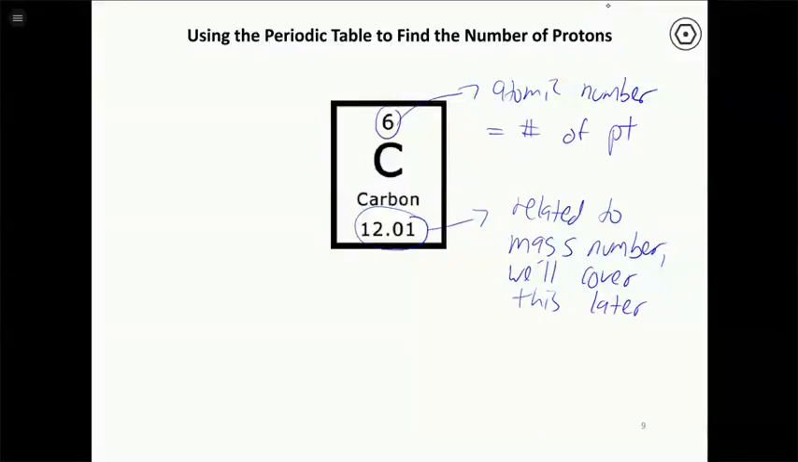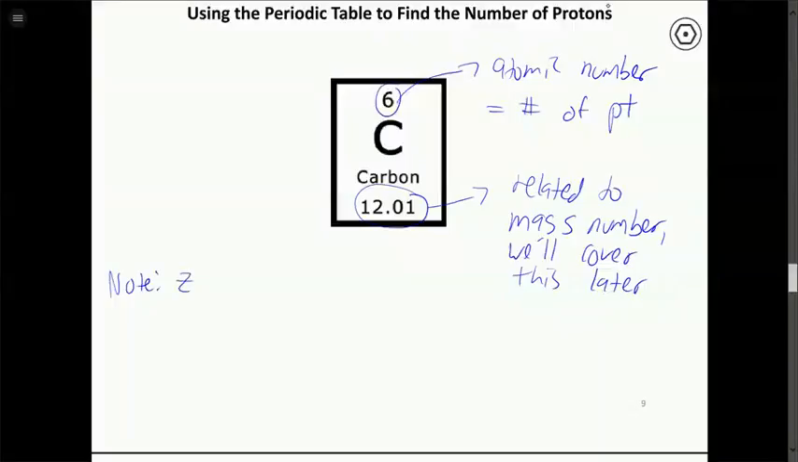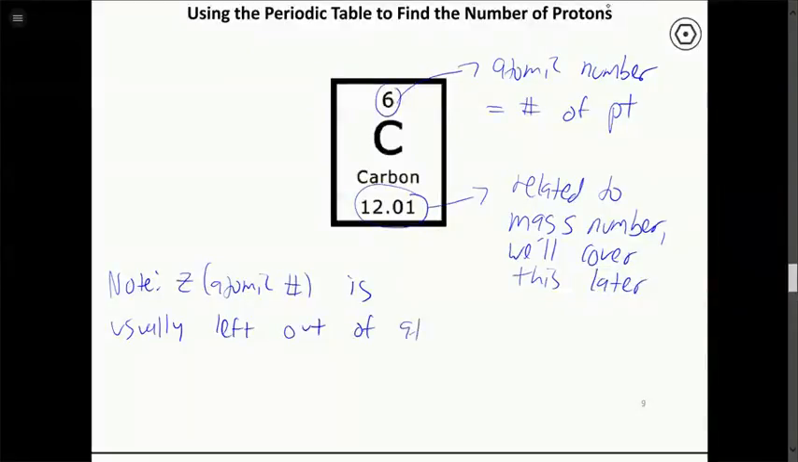Now, one more note I want to cover, and one of the reasons for having this in here right now is to realize something about how we write atomic symbols. So this term here, Z, which is the atomic number, is usually left out of the atomic symbol. The complete atomic symbol will have Z included in it. You should be familiar with that notation. But in more conventional nomenclature that chemists use, we don't usually put Z into the atomic symbol.